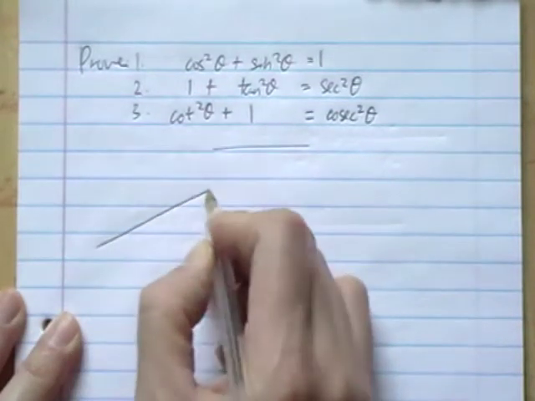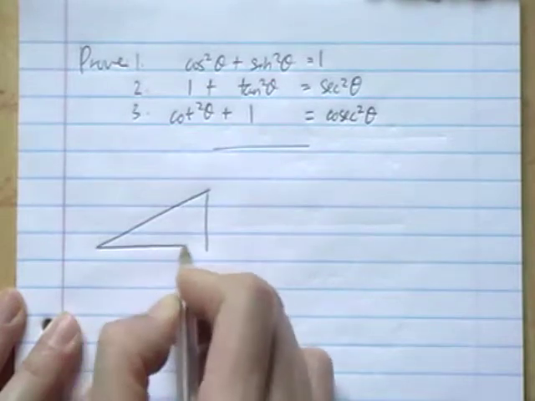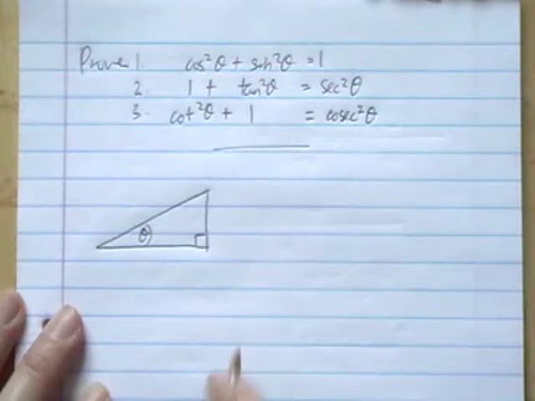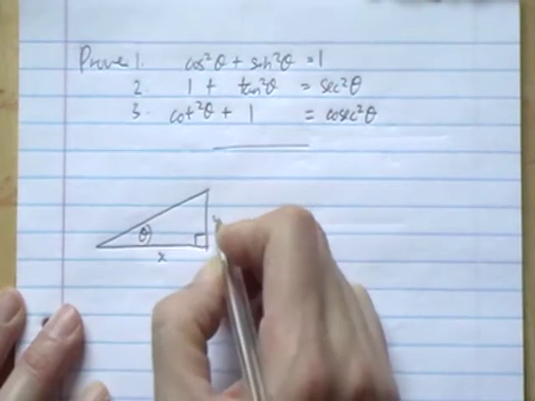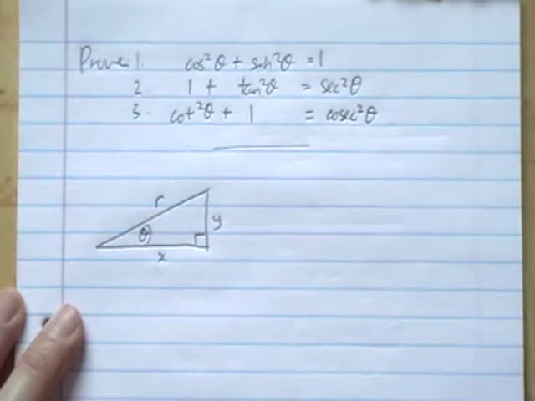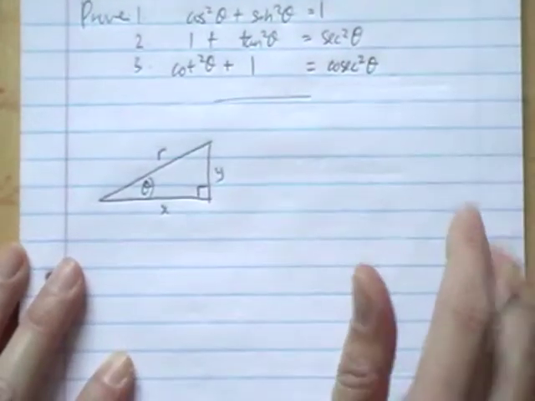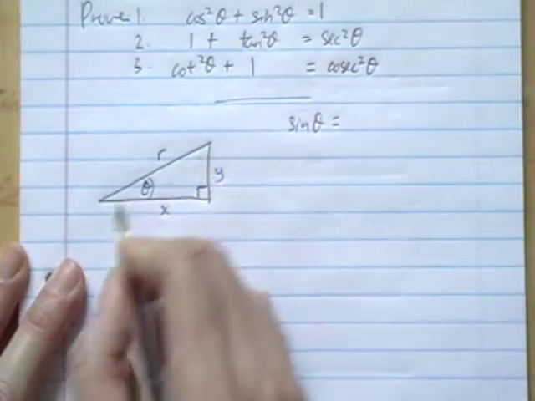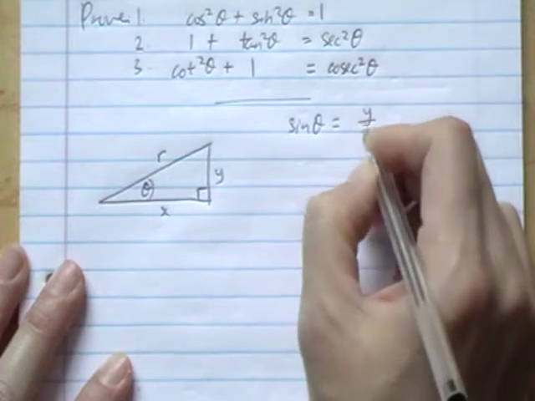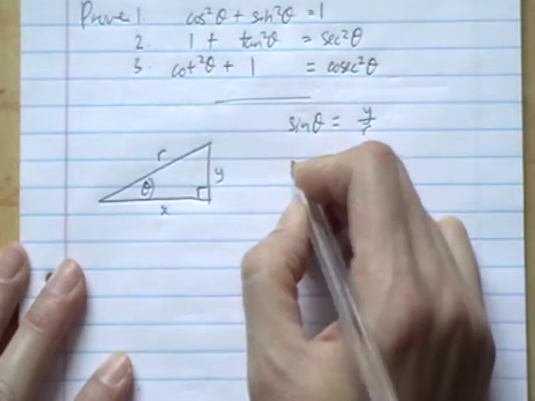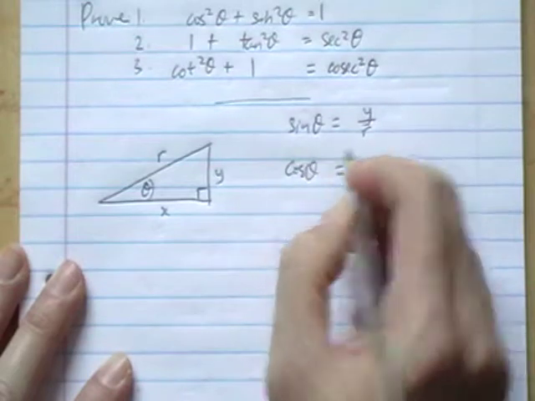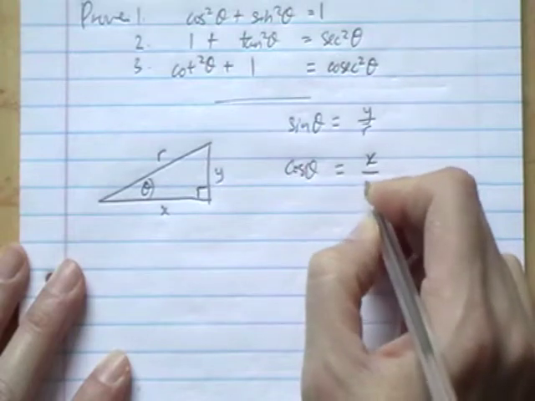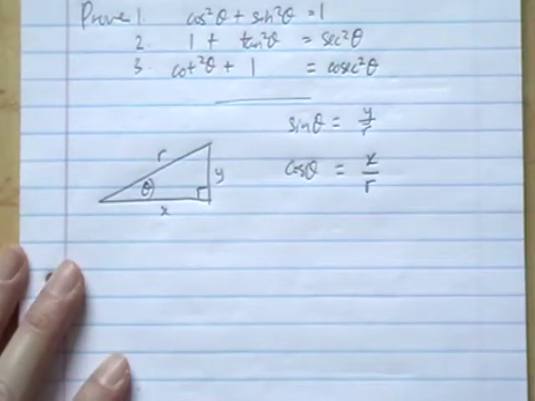So first, the definitions of sine and cosine. Let me call this x, y, and r. Okay, so sine theta is defined as opposite over hypotenuse. That's y over r. Cosine theta is adjacent over hypotenuse. So that is x over r.